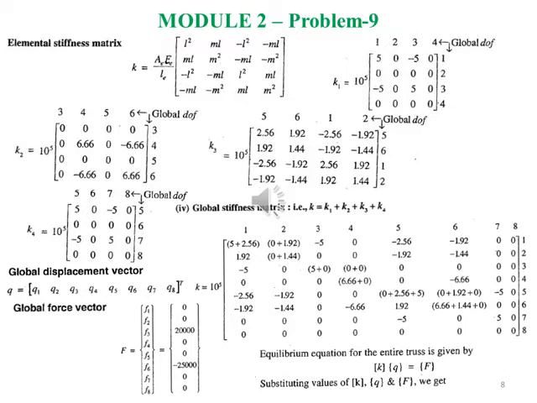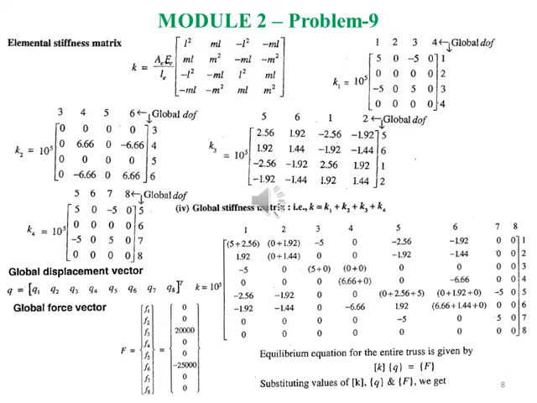So the next step, we are supposed to add the elemental stiffness matrices to get the global stiffness matrix. So we have to add K1, K2, K3 and K4. Here it is very necessary to write the node numbers. For K1 we have the global degrees of freedom 1, 2, 3 and 4. For K2 we have 3, 4, 5, 6. For K3 we have 5, 6, 1 and 2 again. For K4 we have 5, 6, 7 and 8.